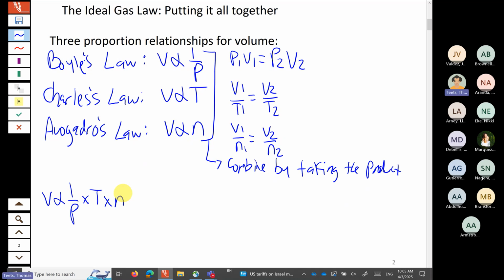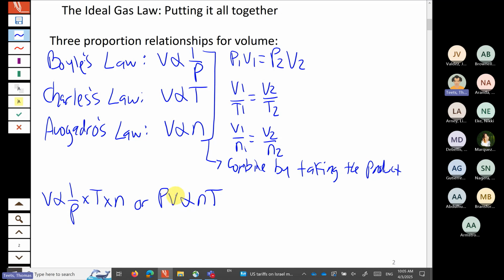So if we want to avoid having things in the denominator, we can just multiply both sides by P to get P over on the left side. So we can write that pressure times volume is proportional to the number of moles times the temperature. That's just a rearrangement of that by multiplying both sides by pressure. So now what we have is a proportionality.